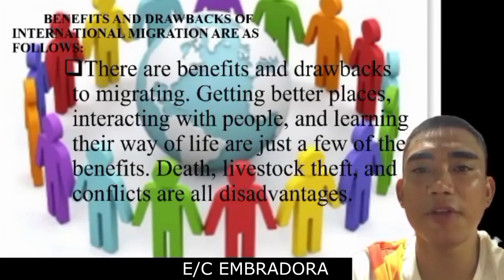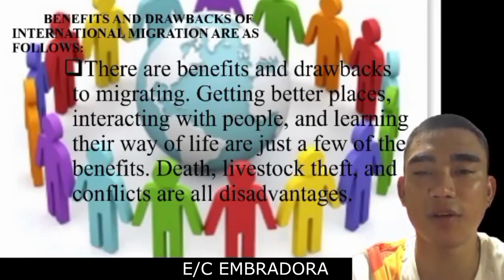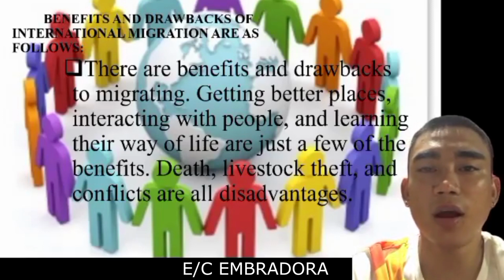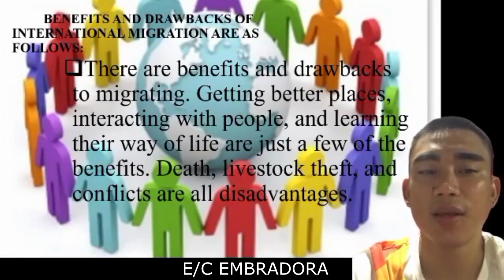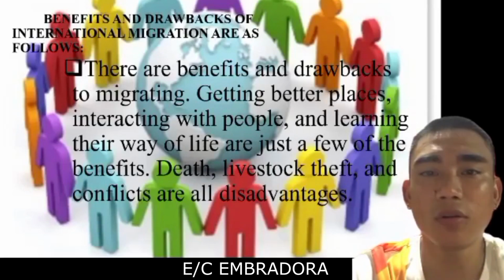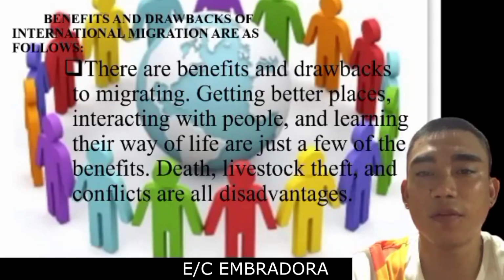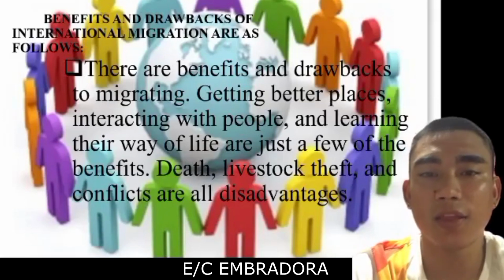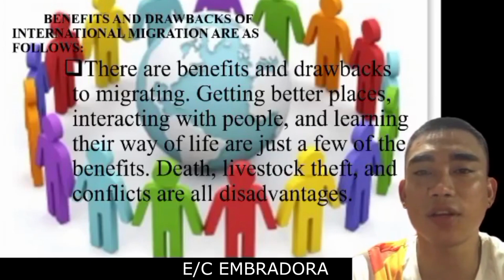Benefits and drawbacks of global migration are as follows. There are benefits and drawbacks of migrating. Getting better places, interacting with people, and learning their way of life are just a few examples of the benefits. Death, loss of livestock, theft, and conflicts are all disadvantages.